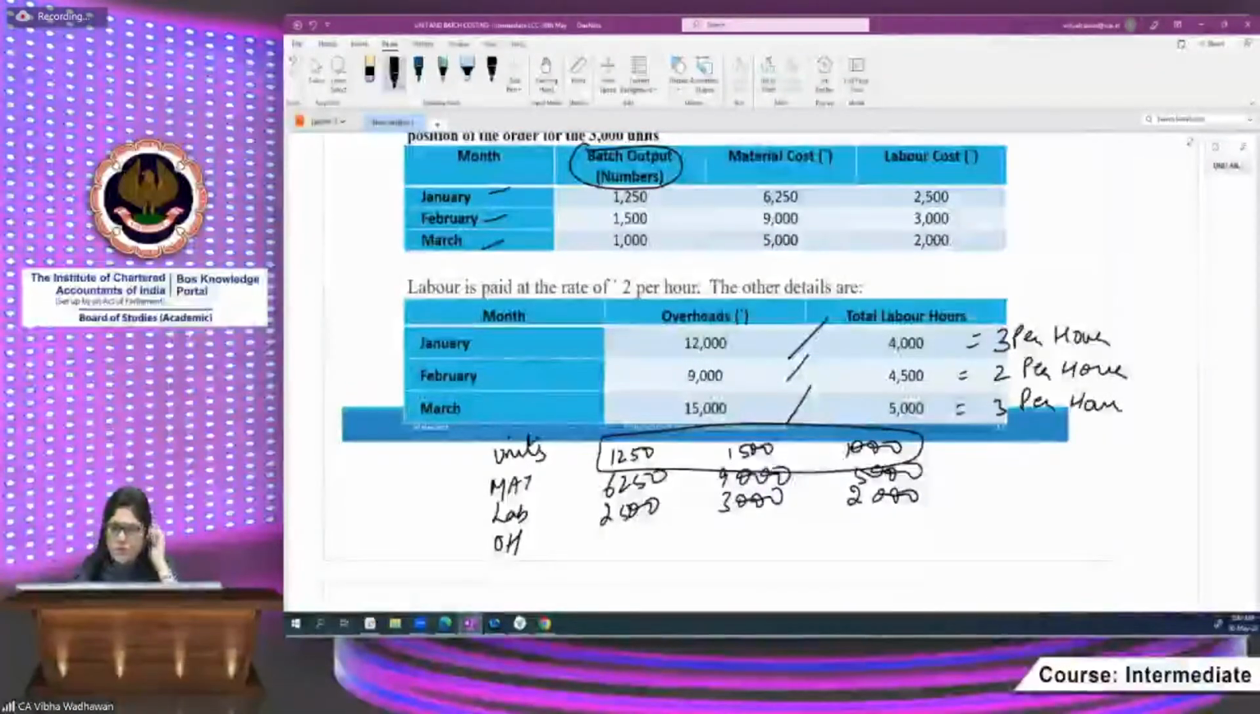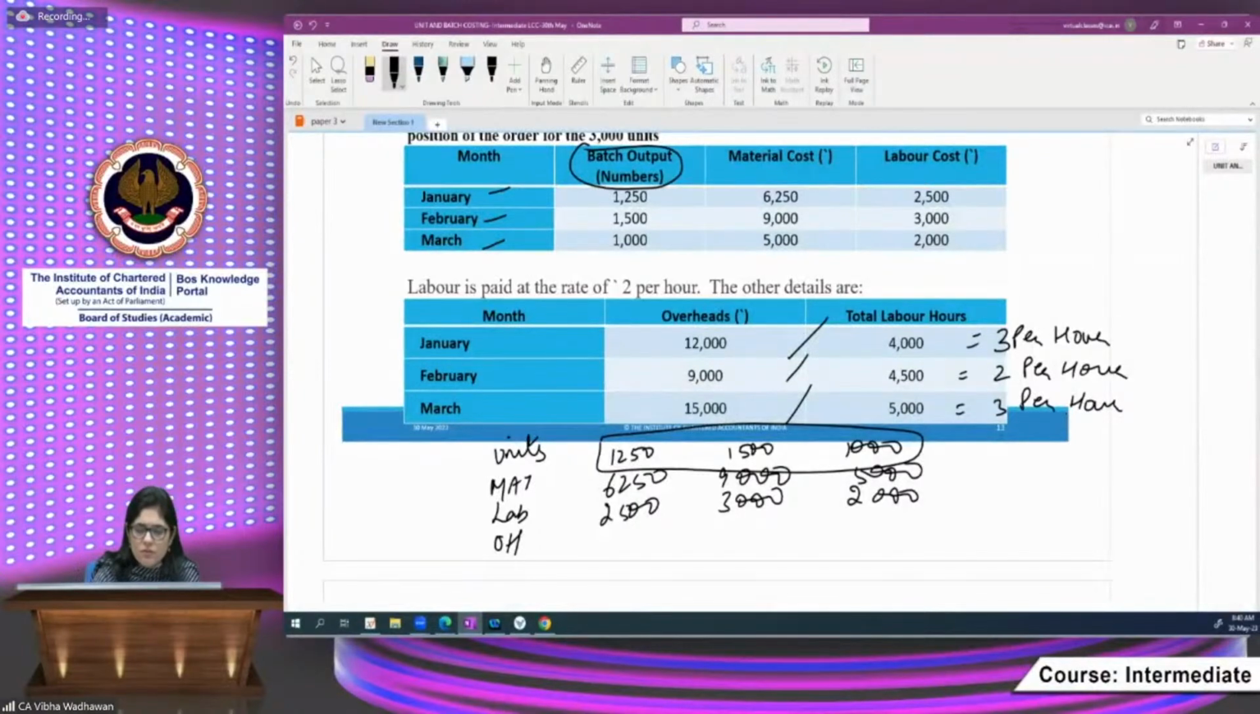Okay, so 3, 2, and again 3. So these are the rate per hour. Now we have to absorb the overheads. Rate per hour is there. Now, 3 into hours for February, 2 into number of hours, and for March, 3 into number of hours.